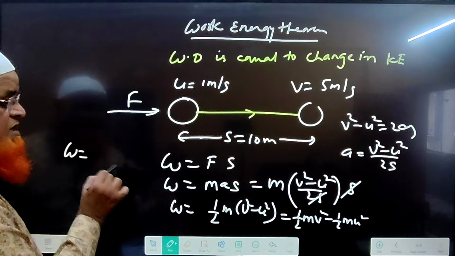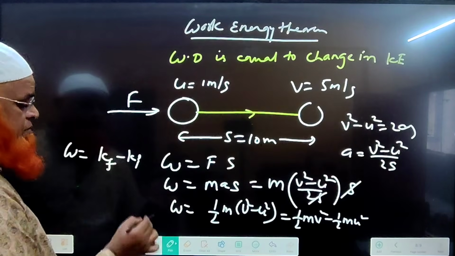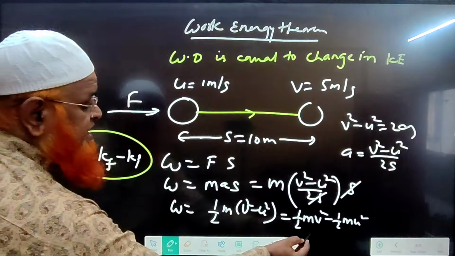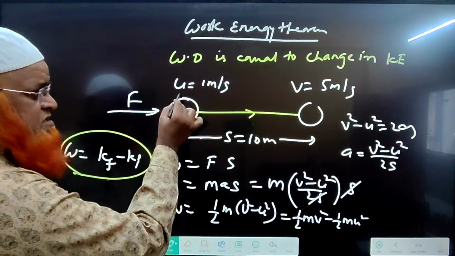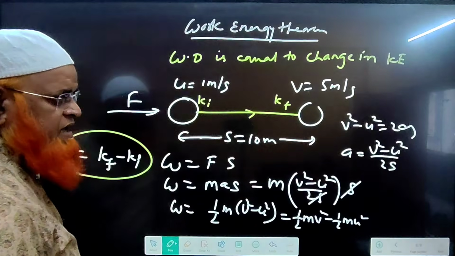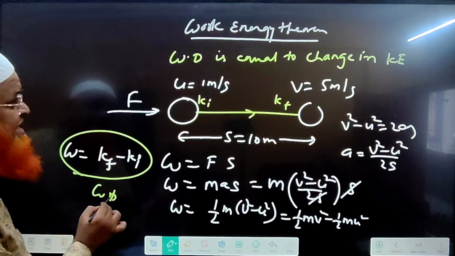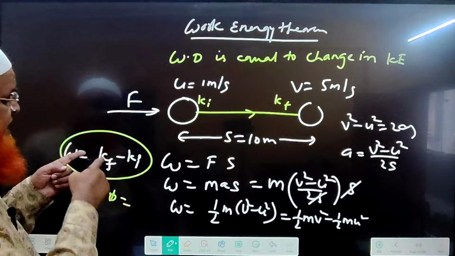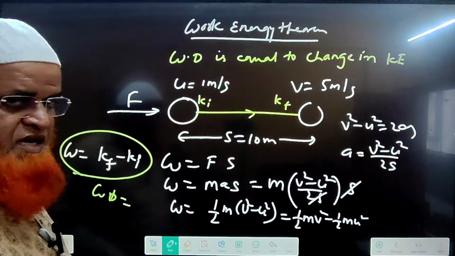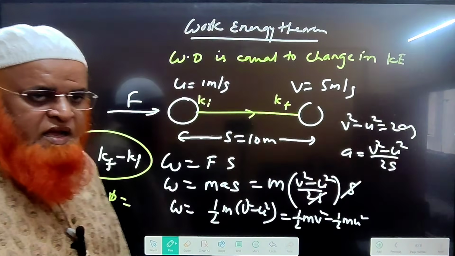So work done is equal to final kinetic energy minus initial kinetic energy. Here, half m u square is the initial kinetic energy with initial velocity, and half m v square is the final kinetic energy with final velocity. So what is the work energy theorem here? Work done is equal to change in kinetic energy. Kinetic energy change means final minus initial. I think you understand this one. So this is the very important topic called the work energy theorem.